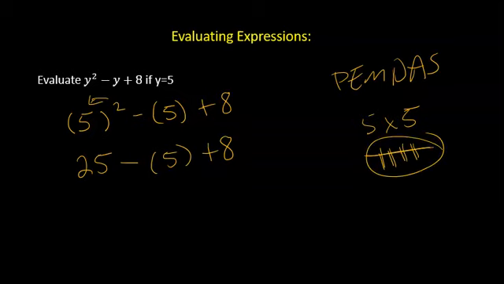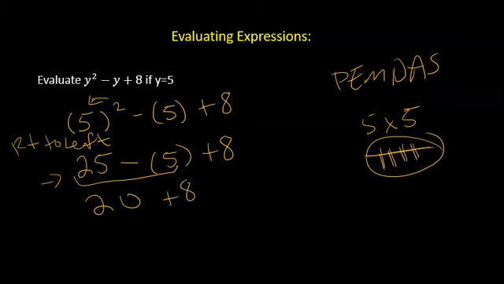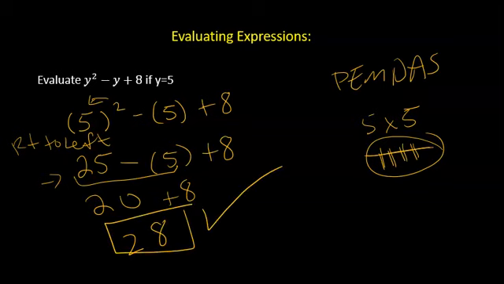Cool, sweet. So let's see, what's next? Let's go left to right. Let's go over here. I'm going to have 20, right? 25 minus 5. The last line, you can just go right to left if you wanted. Plus 8 gives me 28. This is my final answer, right? All I had to know is PEMDAS.